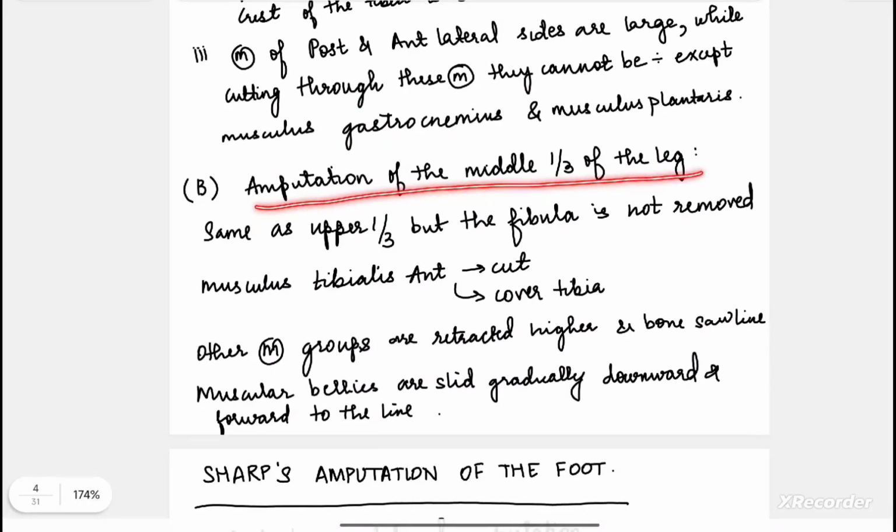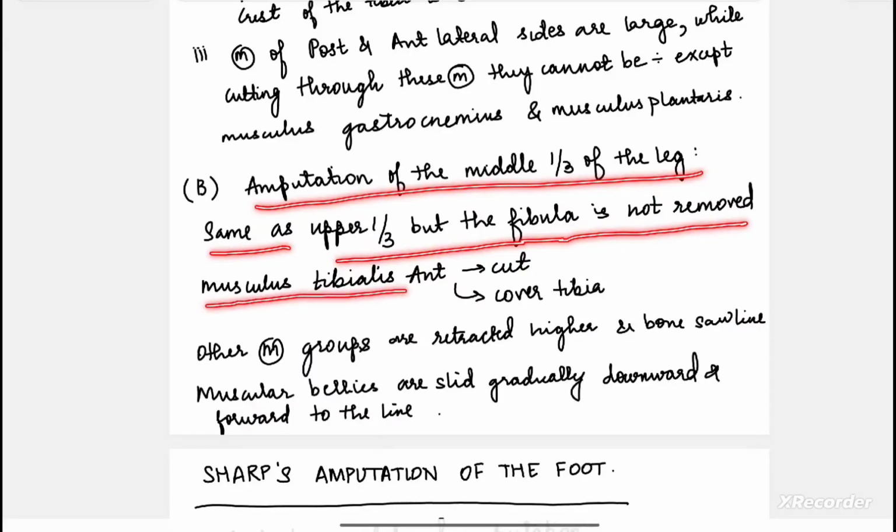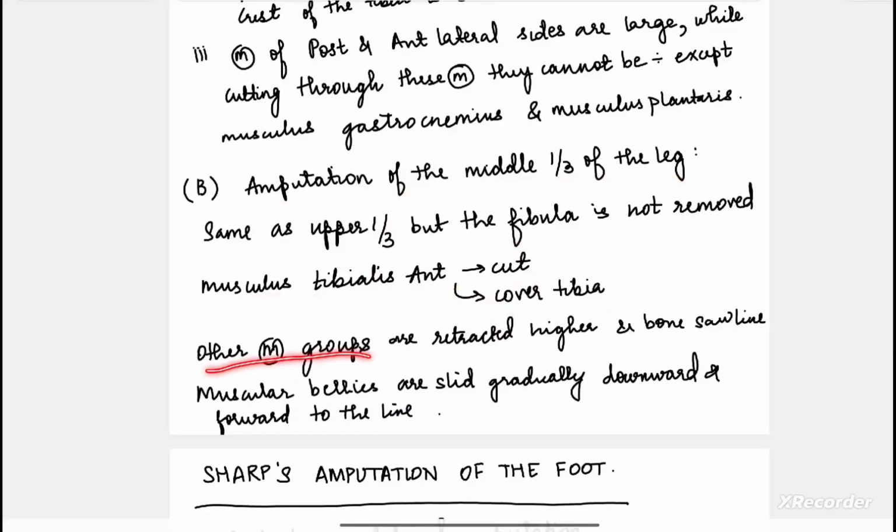Amputation of the middle 1/3 of the leg is the same as upper 1/3, but the fibula is not removed. Musculus tibialis anterior is cut and covers the tibia. Other muscle groups are retracted higher than the bone saw line. Muscular bellies are slid gradually downward and forward to the line.